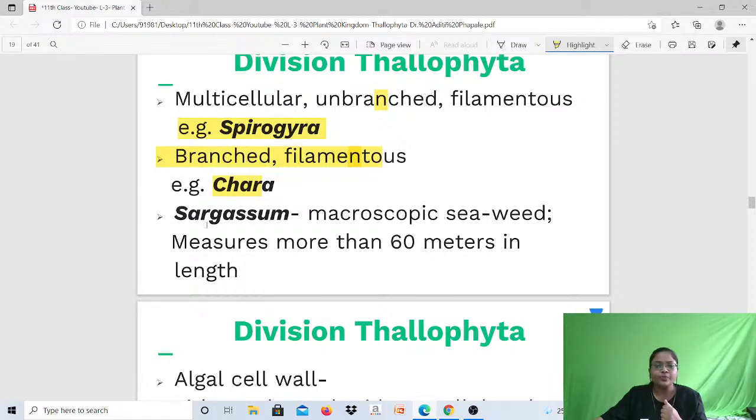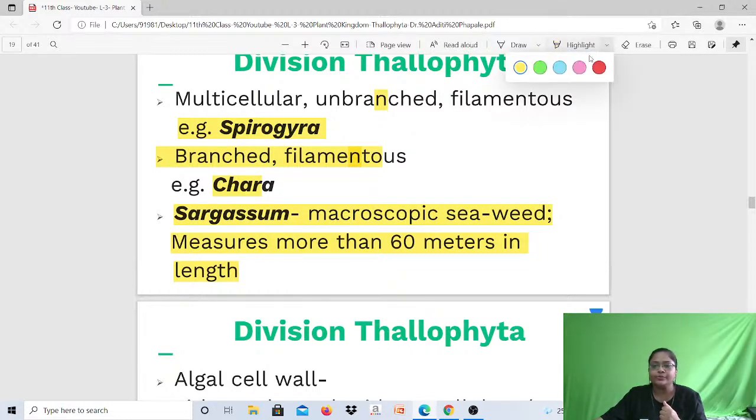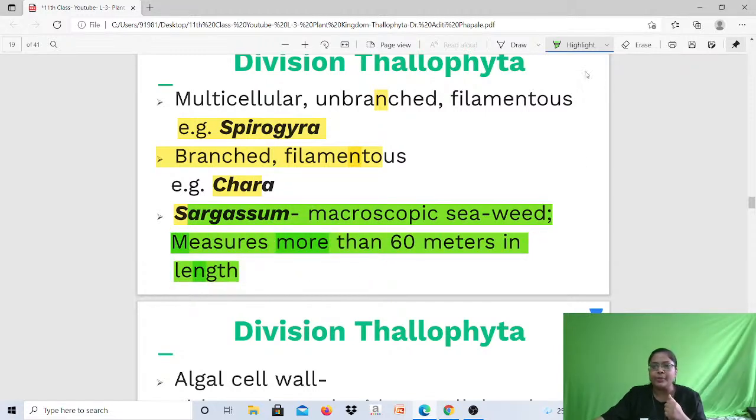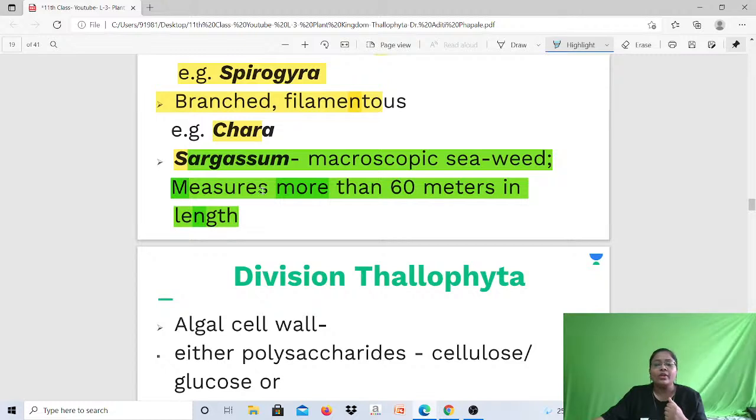Let's move further. This is very important. Ye yaad rakhna. Sargassum. Okay, Sargassum. These are macroscopic seaweeds. They measure more than 60 meters in length. This question is asked in exams. ठीक है, this question is asked in exams. In many papers, this has been asked. ठीक है, identify the macroscopic seaweed, then they will give some options. उसमें एक सर्गासम होगा.